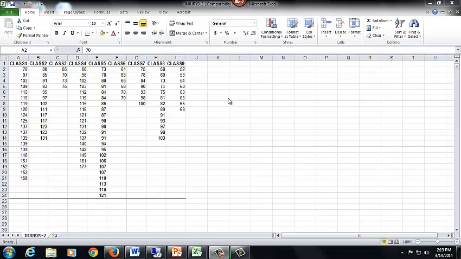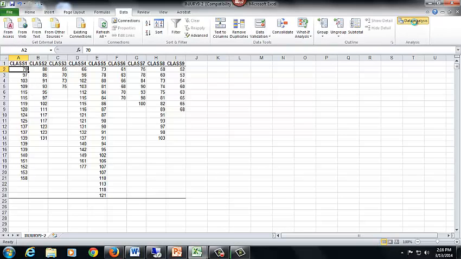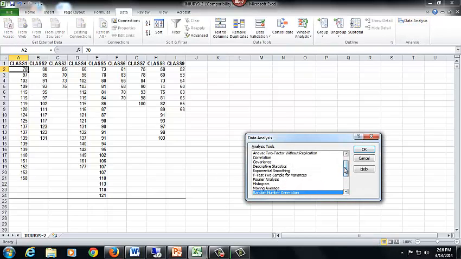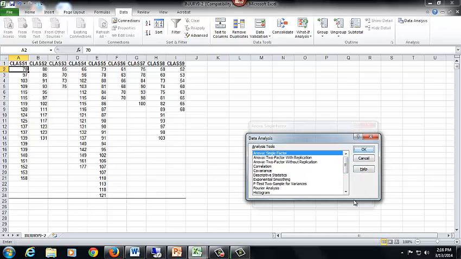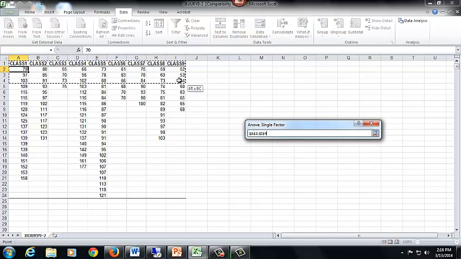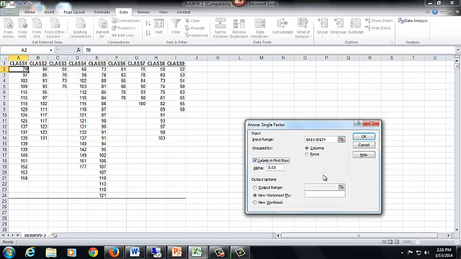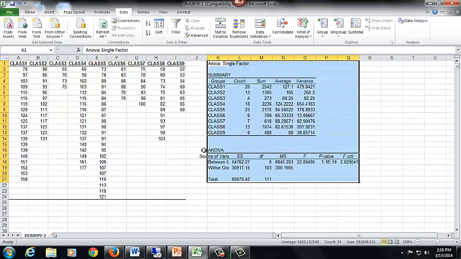All I want to do is test: is there a difference in the average number of injuries across classes? So H0, the average number of injuries is equal across all 9 classes. HA, they're not equal. To do that, I go into Data, then Data Analysis. I select ANOVA single factor, click OK, and highlight all of my data. I do have labels in my first row, and I want to put my output here so I can find it, and click OK.